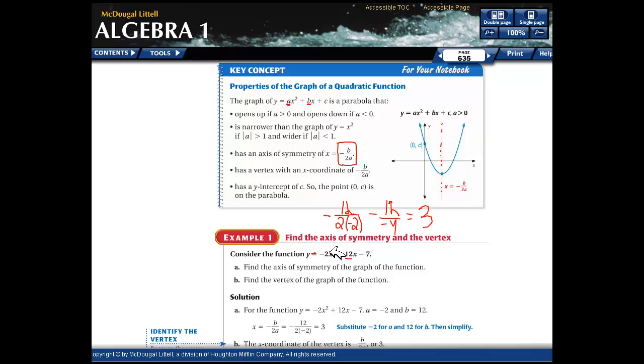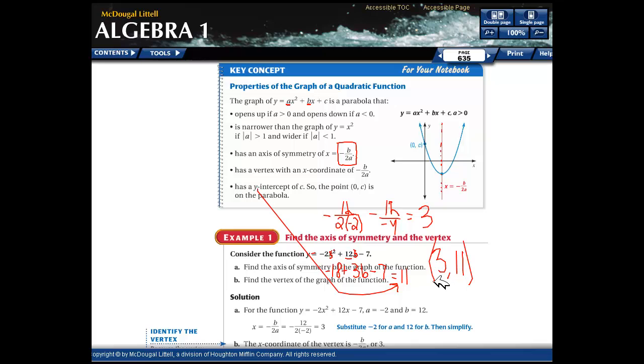So if I put in a 3 here, then what I've got is 3 squared, which is 9. 9 times negative 2 is negative 18. Plus 12 times 3 is 36. Minus 7. So negative 18 plus 36 is positive 18. Positive 18 minus 7 is 11. So that means my y value is 11. So I now have my 2 points: my x, which is 3, and my y value being 11.